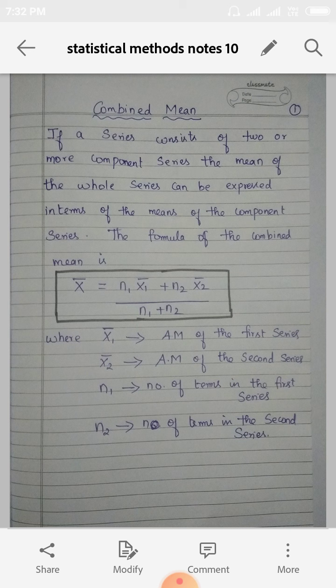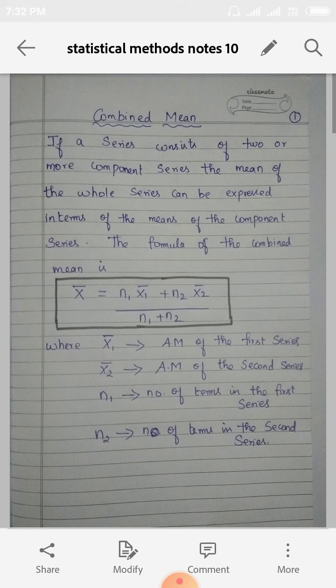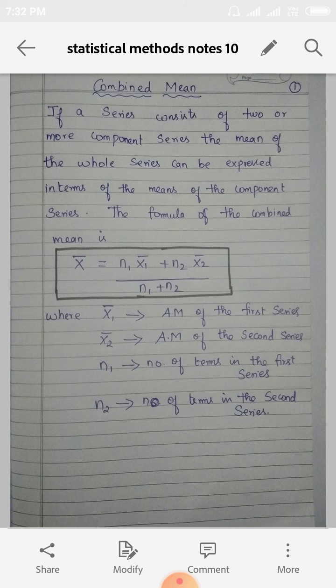First, this is a very important 5 mark question. Combined 5 mark questions are asked in combined mean or combined standard deviation, so listen carefully. First let us see combined mean. If a series consists of two or more component series, the mean of the whole series can be expressed in terms of the means of the component series. For example, suppose there are two series with n1 and n2 values. How can we find the combined mean?